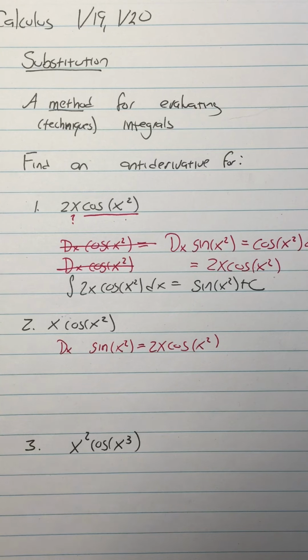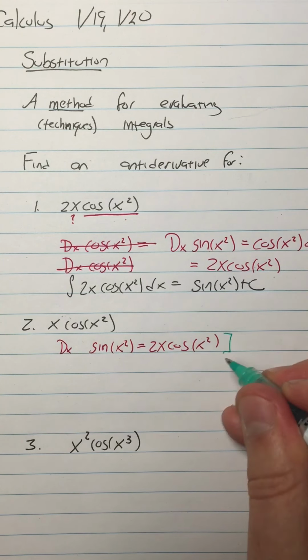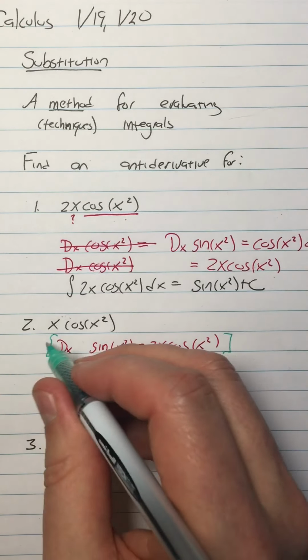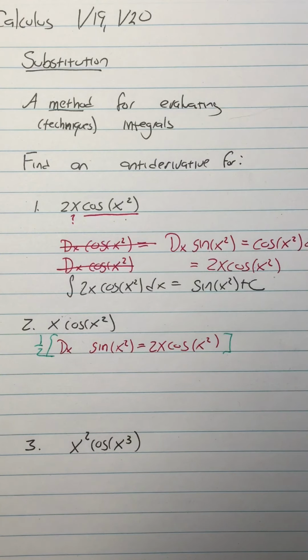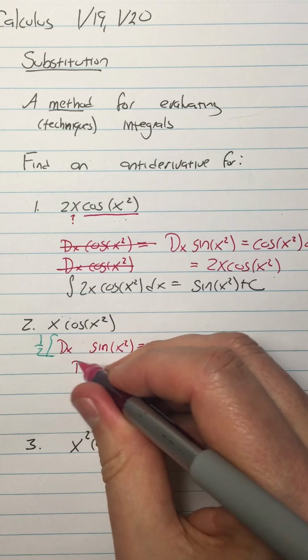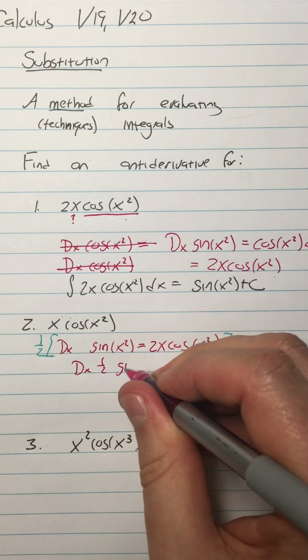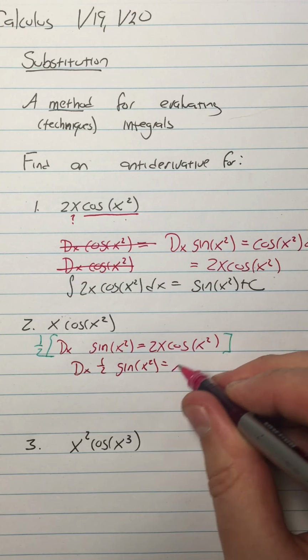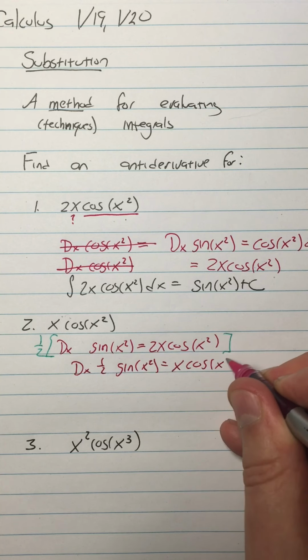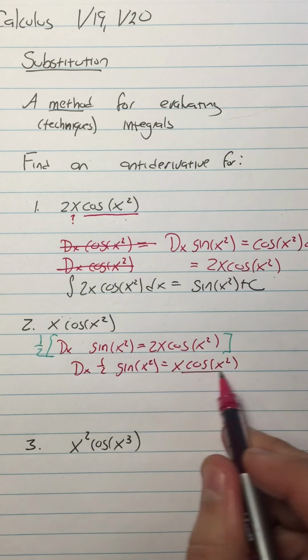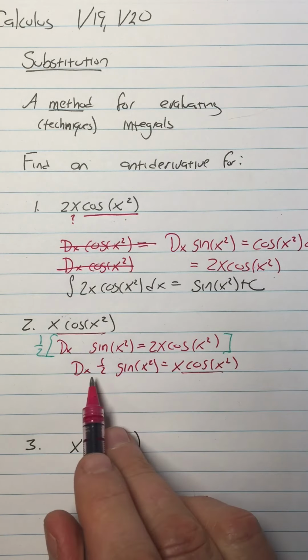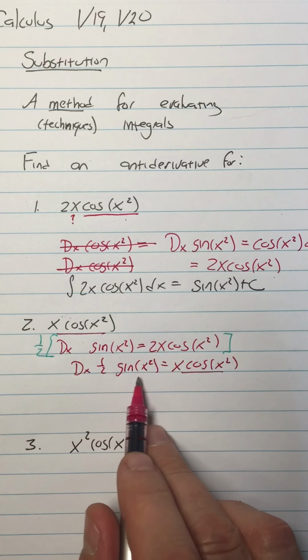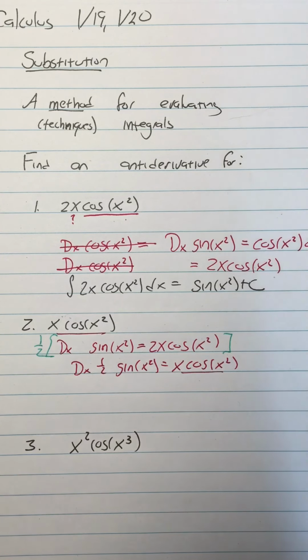So what I could do is just multiply both sides of this equation by 1/2. Just multiply everything times 1/2, and then I'm going to find out that the derivative of 1/2 sine of x squared is going to be equal to, the 1/2 is going to cancel the 2, x cosine of x squared. All right, and that's what I wanted to have an antiderivative for. So now I know that the derivative of 1/2 sine of x squared is equal to x cosine of x squared.